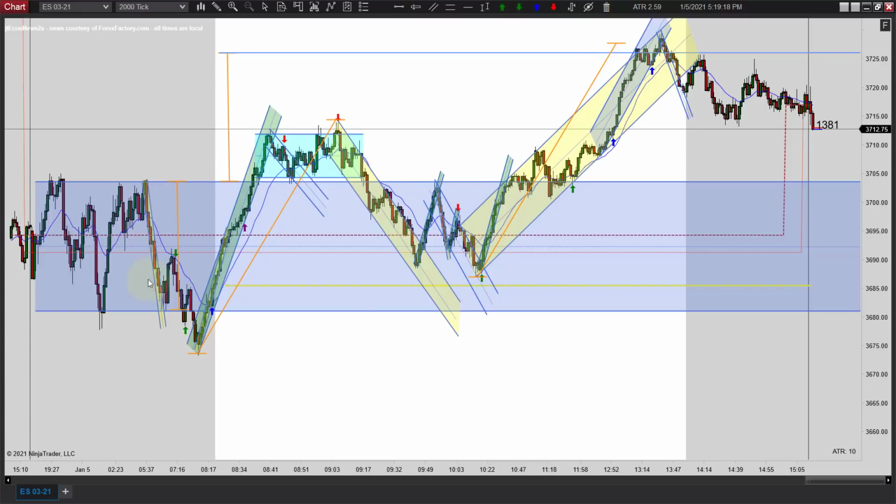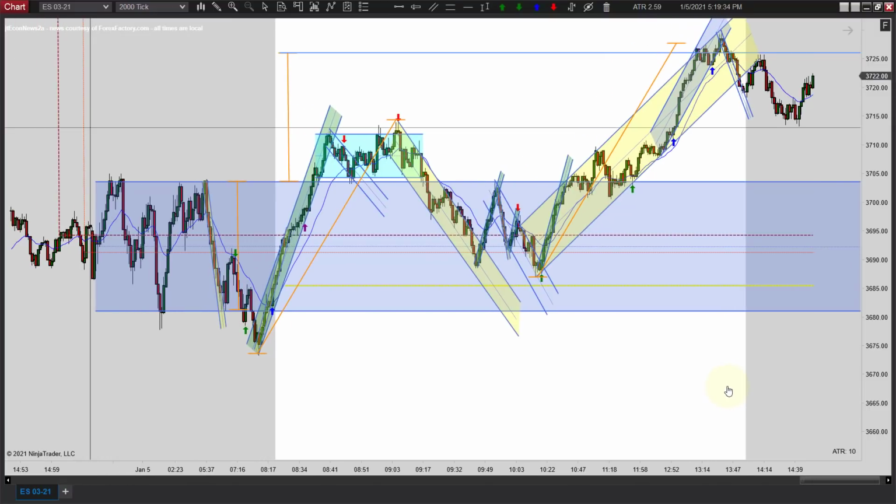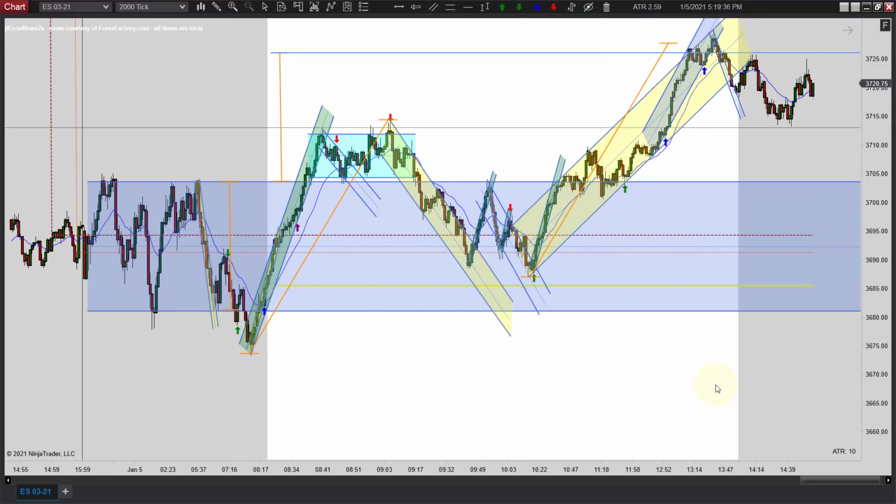I just measured the first part of this range, moved it up, and then I got this secondary measurement by measuring the actual leg up. So you've got two legs up there now. And that'll generally give you your target. A lot of times it's amazing how many times it'll be exactly to the tick, but it'll get you in the ballpark.